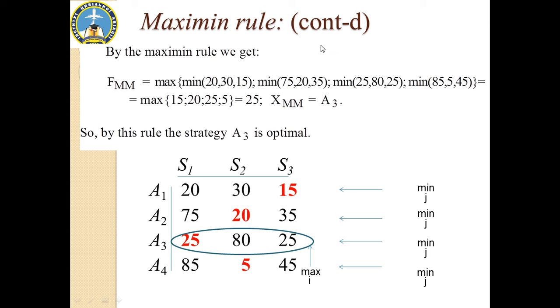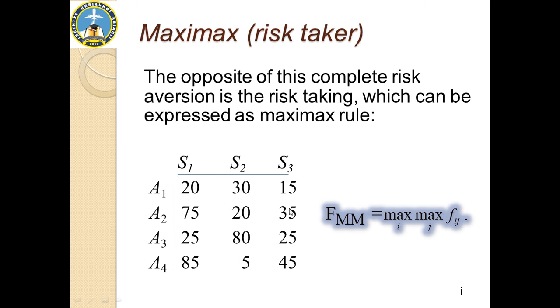Maximax is a risk-taker approach. This is another extreme approach. Instead of averting any risk possible, we can take the risk in hope to maximize our payoff, to maximize our profit. So the opposite of this complete risk aversion is risk taking, which can be expressed as the maximax rule. Again, we have the same payoff matrix with the same states of nature, with the same 4 decision-making options.